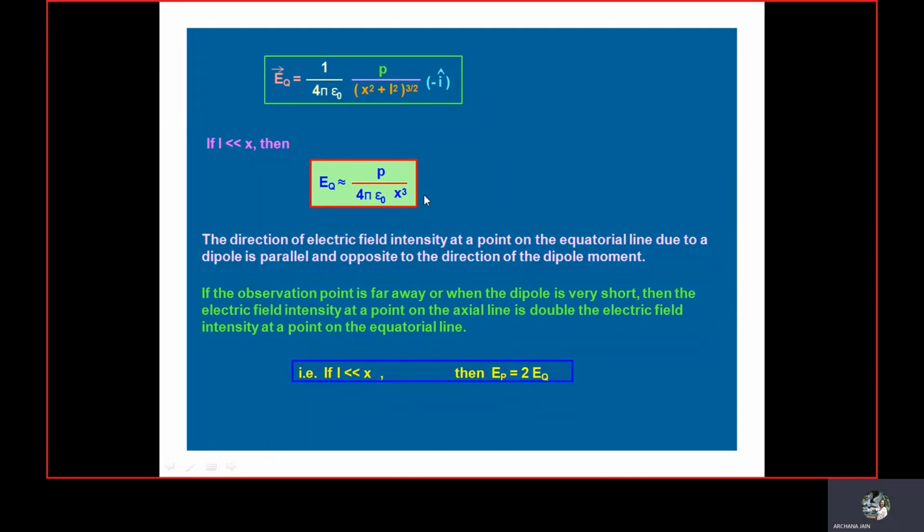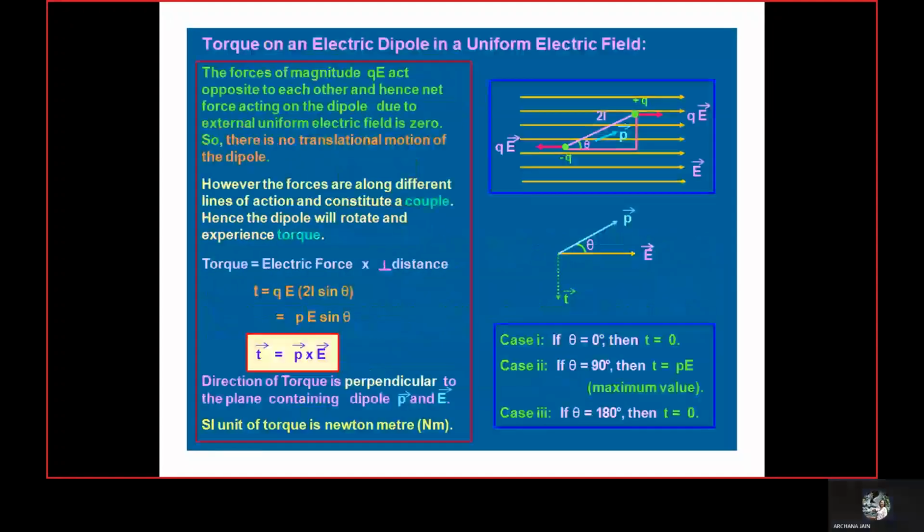The direction of the electric field is opposite to the direction of dipole moment P and parallel to the dipole moment. Again, if the observation point is far away or when the dipole is very short, then the electric field intensity at a point on the axial line is double the electric field intensity at a point on the equatorial line. Means E_P = 2E_Q.